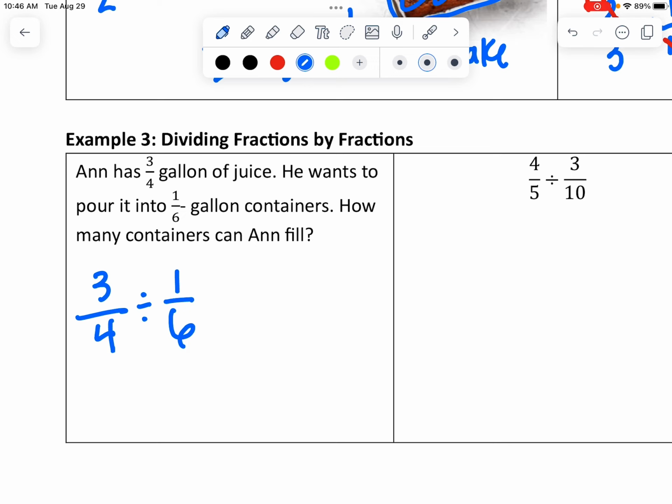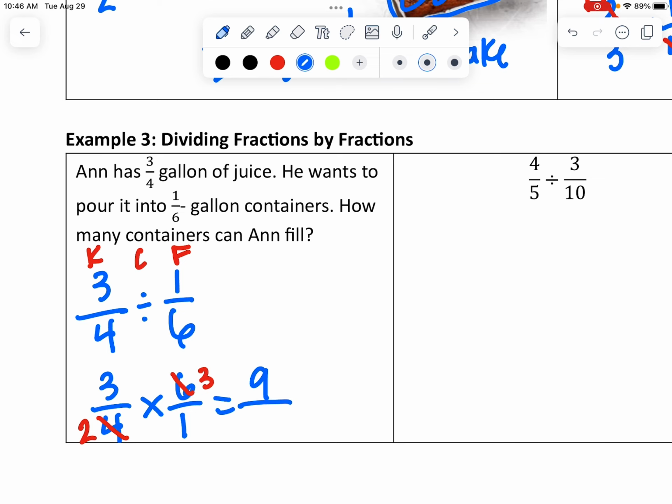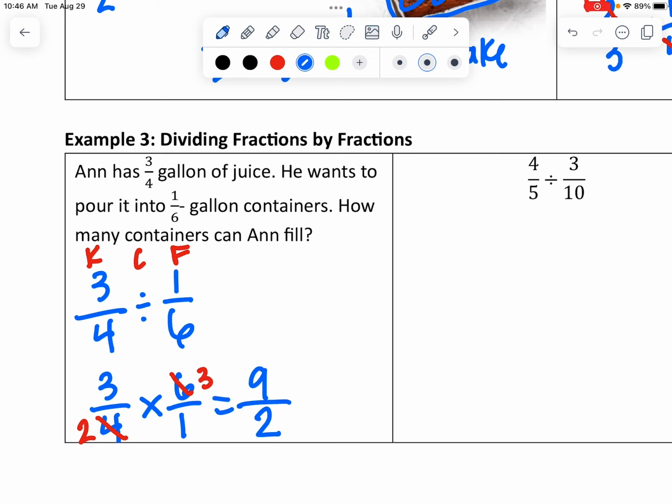So 3/4 divided by 1/6, do your keep, change, flip. Keep 3/4 the same. Change division to multiplication and flip 1/6 to be 6/1. Now, can I cross divide anything? Yes, I can. I can divide my 4 and my 6 both by 2. 4 divided by 2 is 2, and 6 divided by 2 is 3. Now I can multiply across. Up top, I get 3 times 3, which is 9, and 2 times 1 on the bottom, which is 2. So I get 9/2.